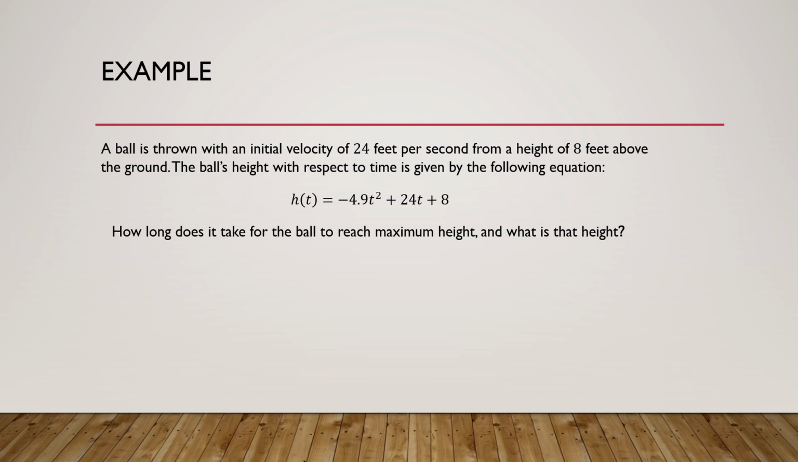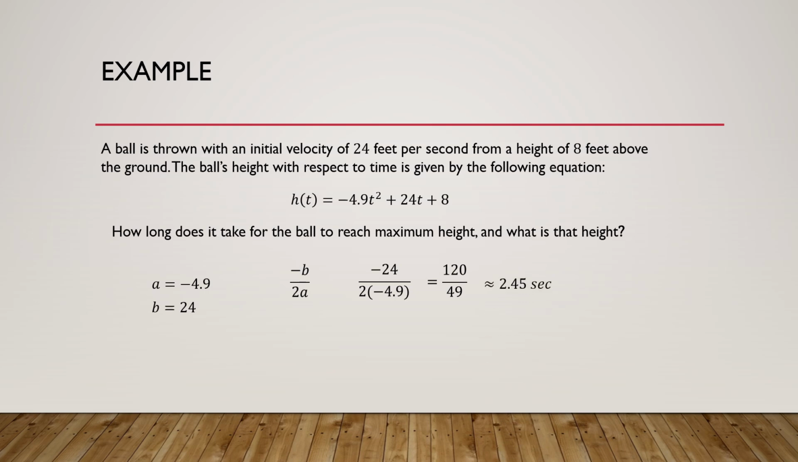Use the vertex equation negative b over 2a with a equal to negative 4.9 and b equal to 24. Negative 24 over 2 times negative 4.9 equals 120/49. This gives us the answer to the first question, approximately 2.45 seconds to reach maximum height.